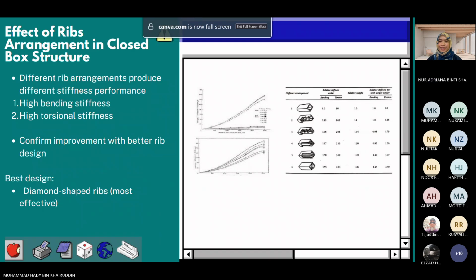Okay. This slide shows how different rib arrangements affect stiffness. Different designs give different results. Some improve bending, while others improve torsion. From the table, only certain arrangements give good improvement in both. The graph also supports this, showing that better rib design leads to better stiffness. So this tells us that arrangement is very important, and among all, the diamond shaped ribs are the most effective because they distribute loads better.